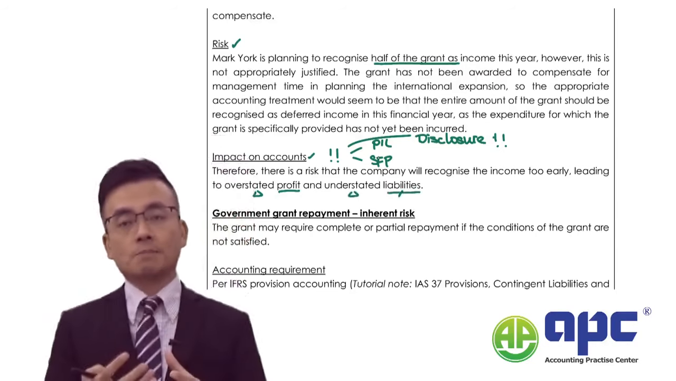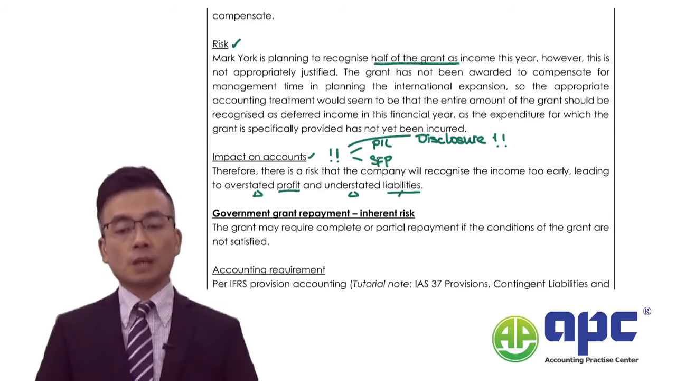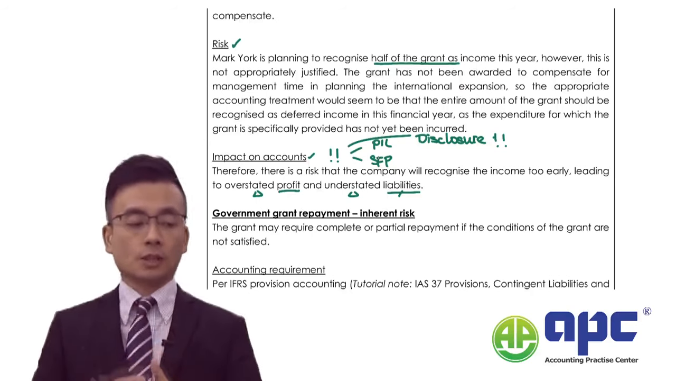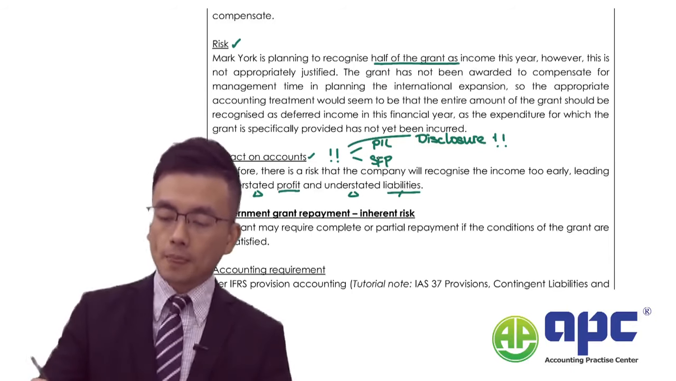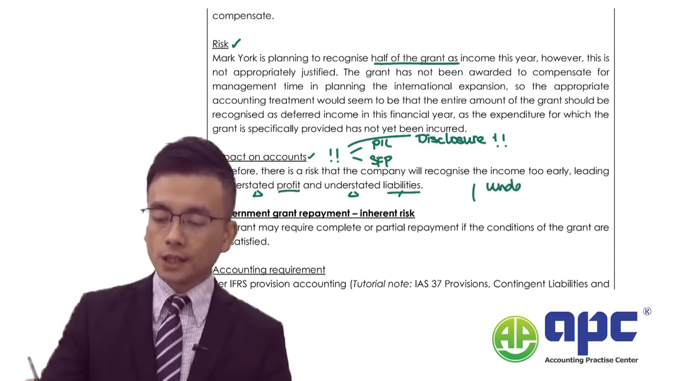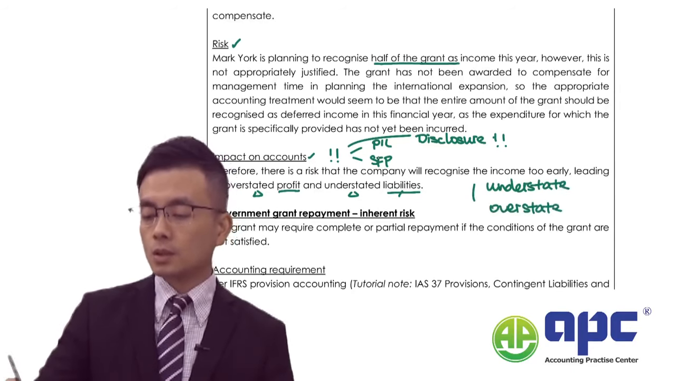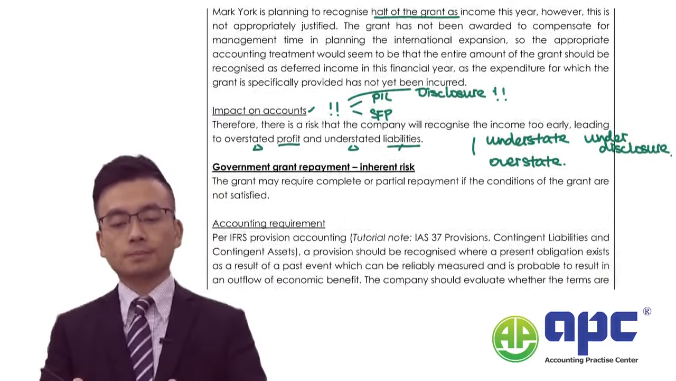You need to say the impact on the respective financial statements, for example, for P&L and SFP, will be the actual impact on that, or the potential impact on that. Either would be understate certain items or elements, or overstate certain elements, or under disclosure of certain items. Very important in that.